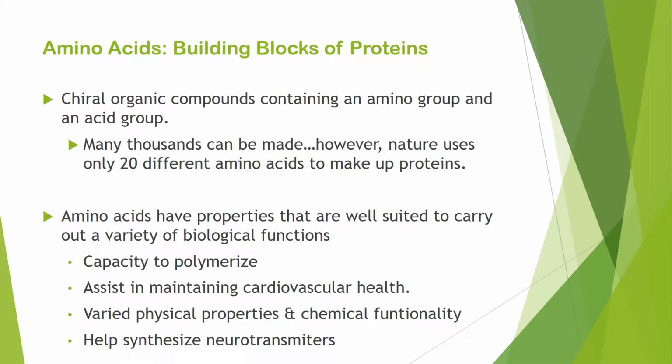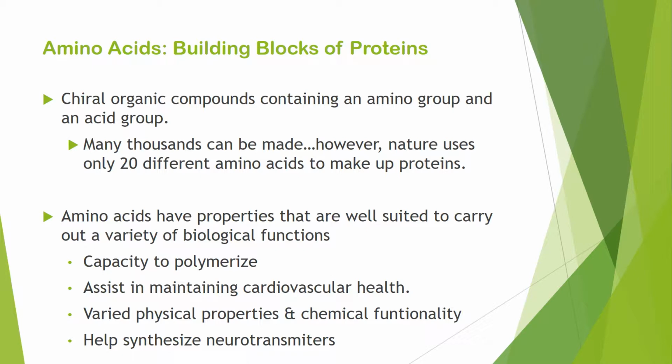Now, amino acids, to give a brief definition, are technically chiral organic compounds that contain an amino group and an acidic group. There are many thousands that can be made. However, there are only 20 different amino acids that are used to make up proteins.